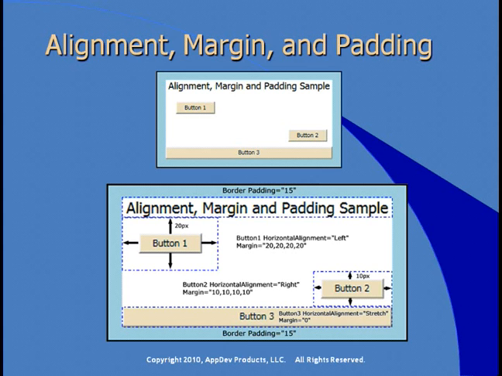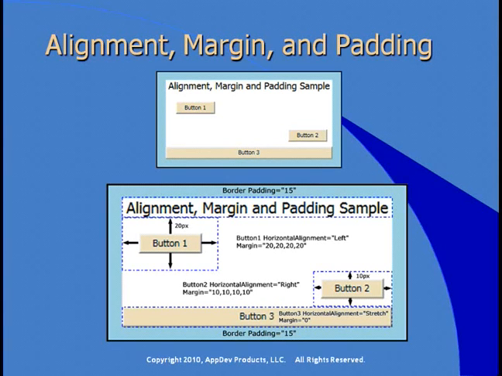Button 1 has its horizontal alignment set to left and its margin set to 20. So the button is anchored on the left, but there's 20 pixels between it and the container on all sides. Button 2 is horizontally aligned to the right and has a margin of 10. And then button 3 has no margin, so it butts right up against the panel, and its horizontal alignment is set to stretch, so it widens to take up the entire width. So those are the basics of the XAML layout system.